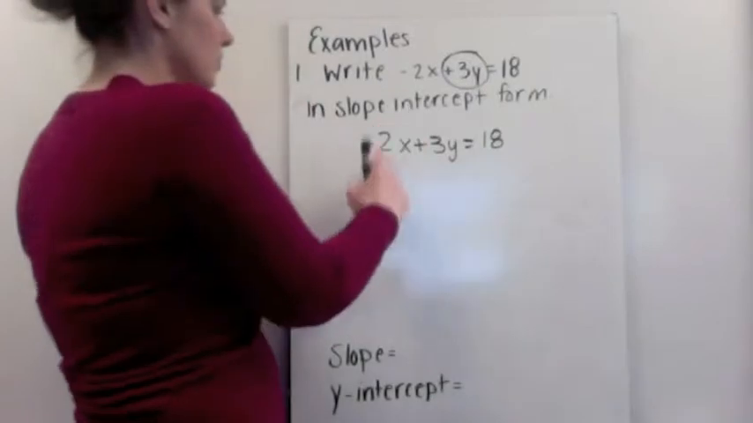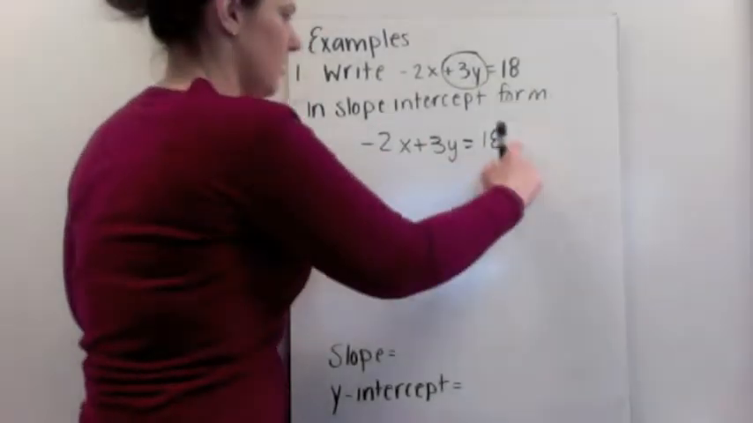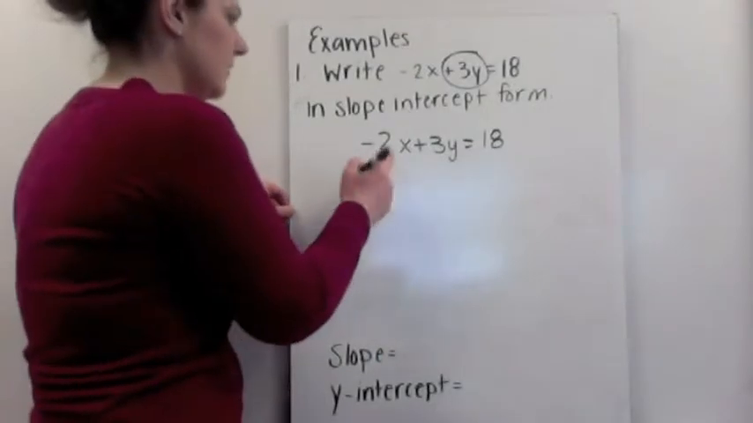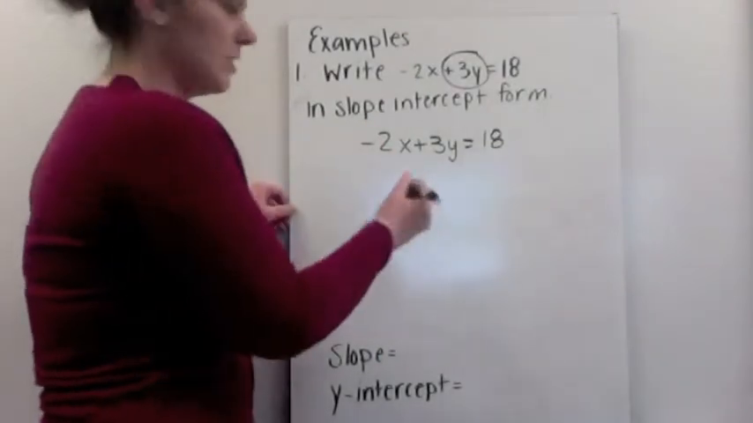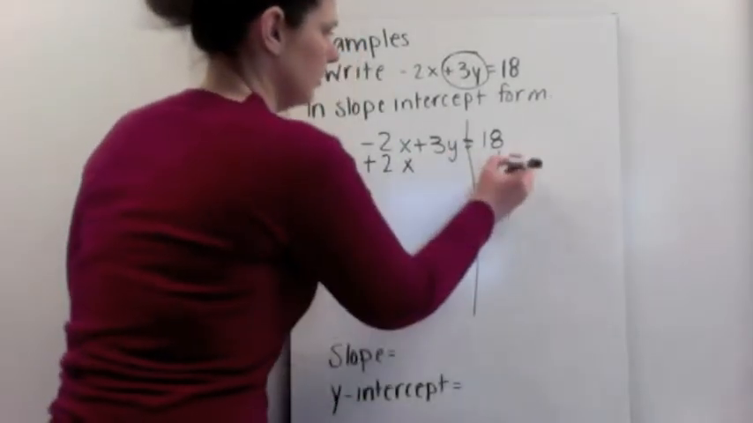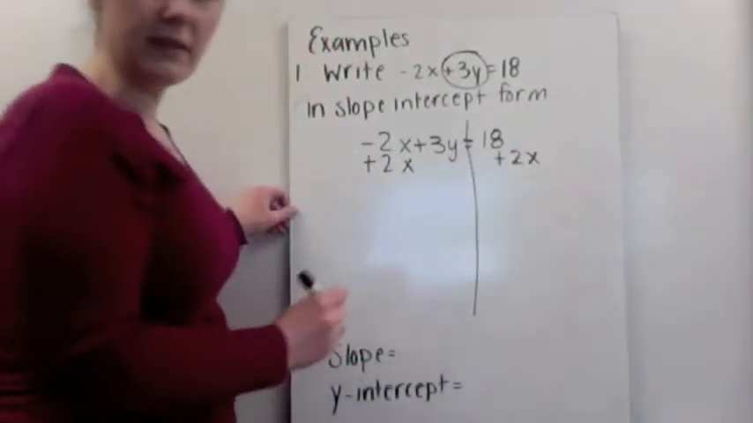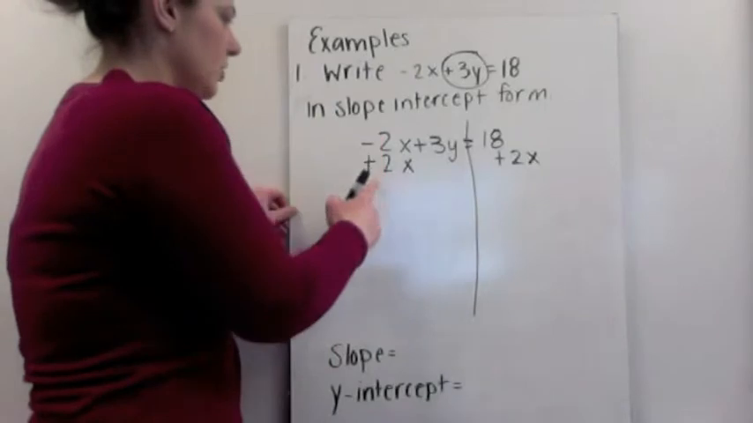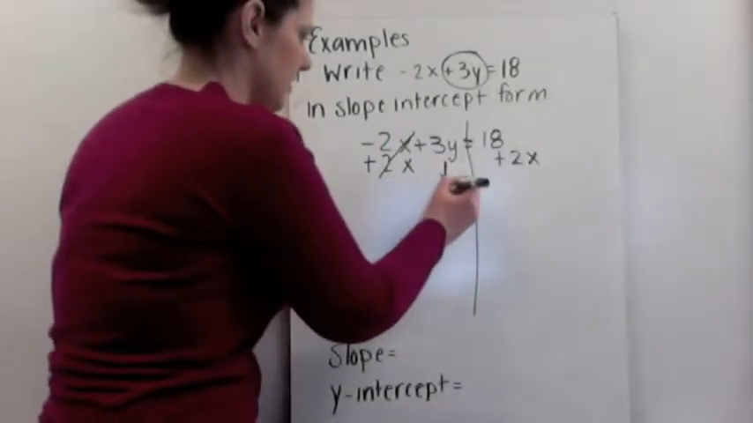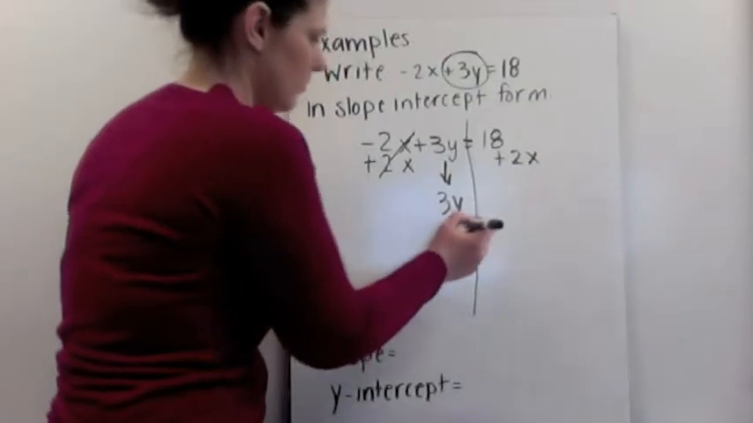So we need to move negative 2x to the other side so we can start to get our y by itself. Since it's negative 2x and we're doing our inverse operations, we need to add 2x to both sides of the equal sign. Negative 2x plus positive 2x is 0, so we can cross that out, bring down our 3y.